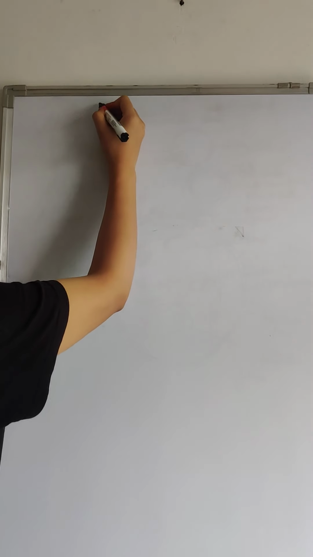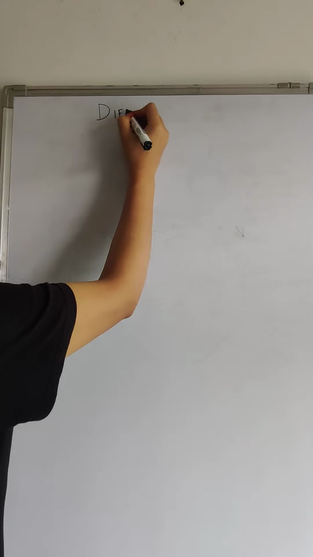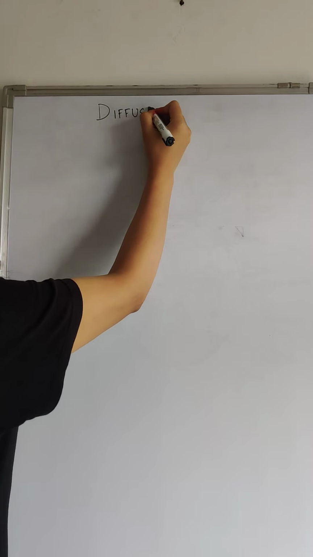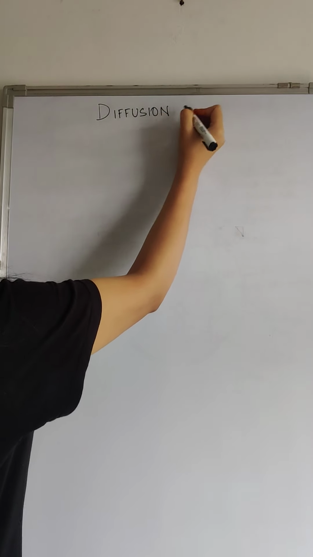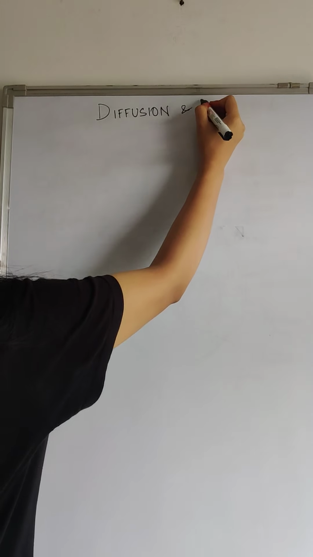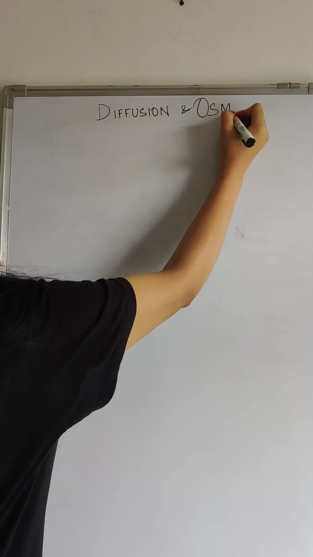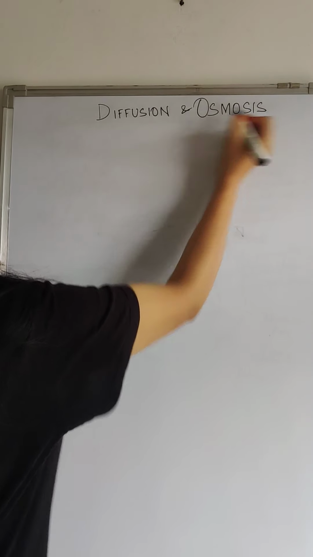Hello children. Today we are going to discuss two processes that you already know, that is diffusion and the other one is osmosis. Okay, before that let me remind you the basics about the cells, the structure of the cell.